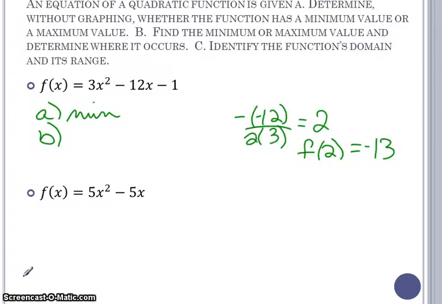Wait, I have a question. Yes. Okay, so whenever it says find the minimum or maximum value and determine where it occurs, you're just finding the vertex. Finding a vertex, and we're just going to write it slightly differently. We're not going to write it as an ordered pair. But yeah, all of it is finding the vertex.